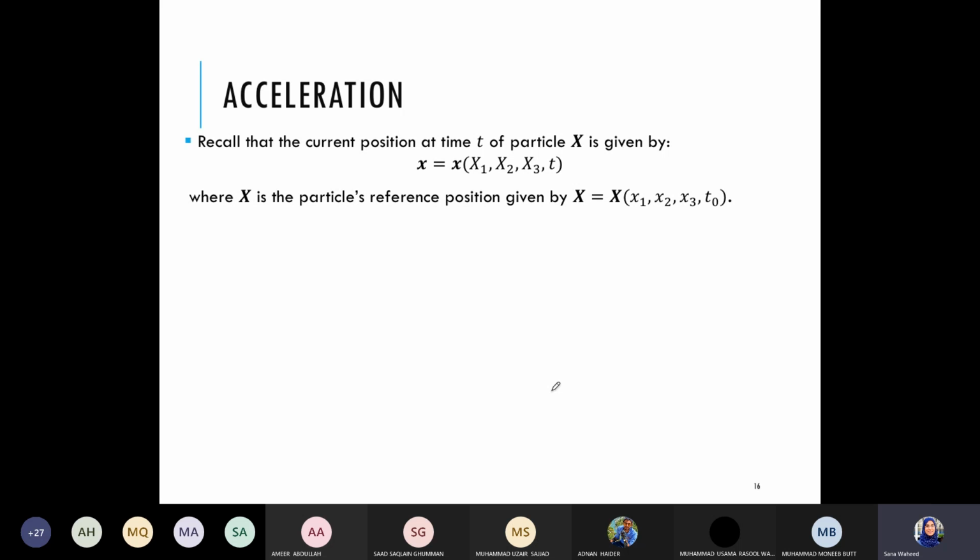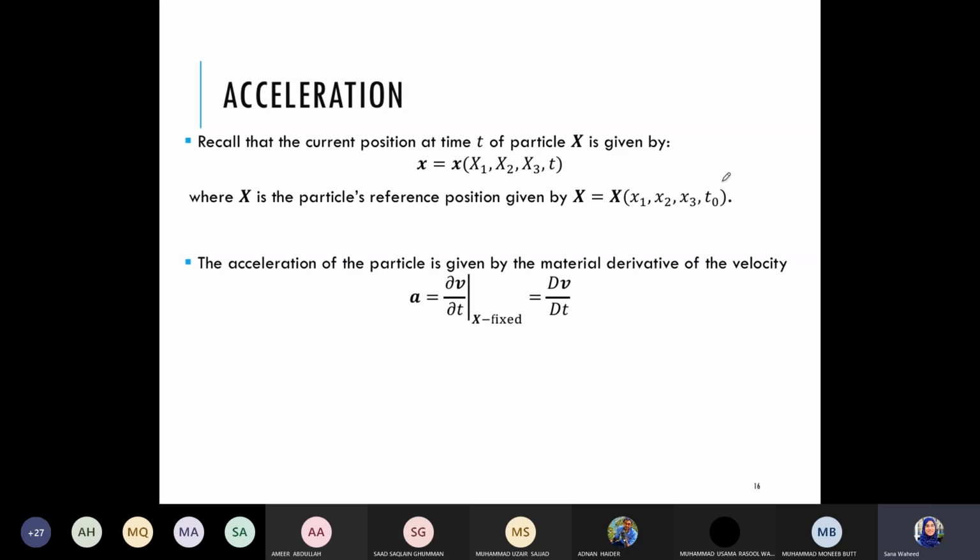Okay. If I want to find the acceleration, now we come to a slightly tricky thing, which is that acceleration is again going to be something defined for a particle. So I am interested in the acceleration of a particle, which of course is then the material derivative of the velocity, because I have said it is for a particle. So my capital X must be fixed. So then this is the material derivative.